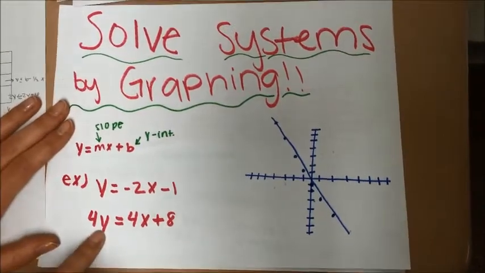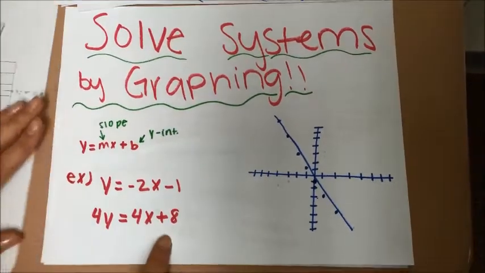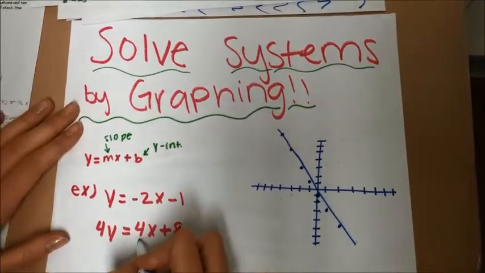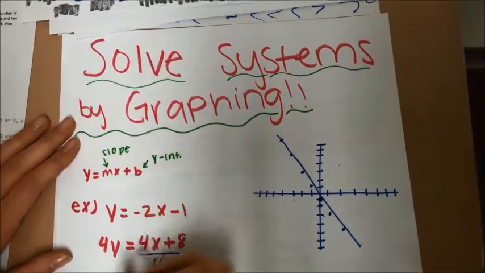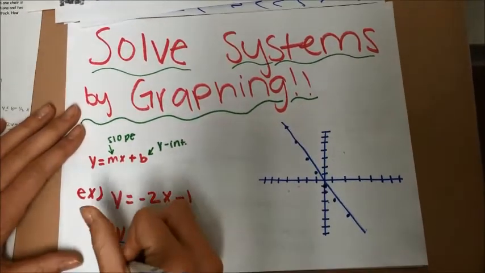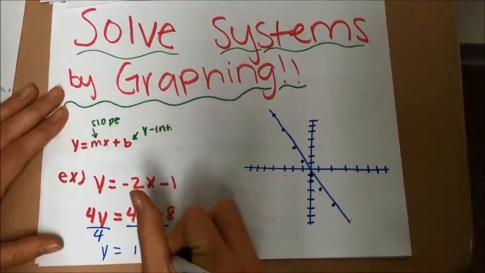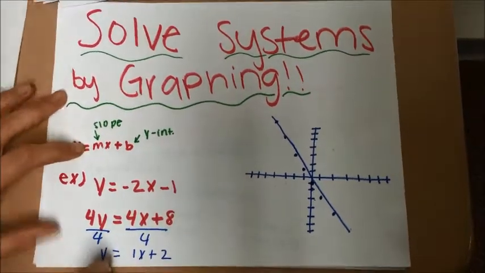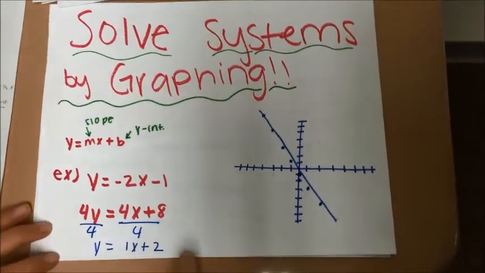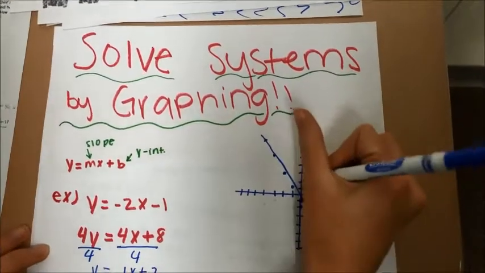Then, for the second equation, you need to get y by itself. So you would take 4 and divide your whole equation by 4. So your new equation is y equals 1x plus 2. Now graph.